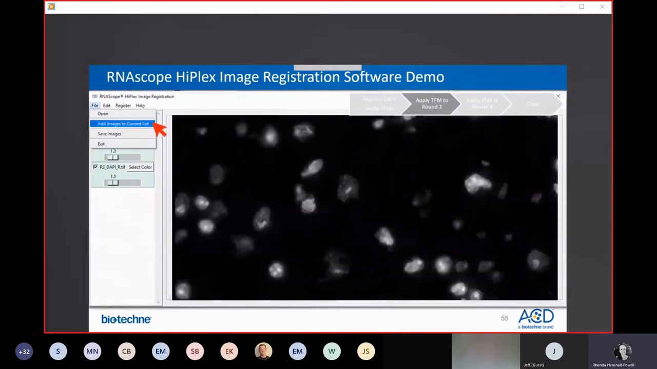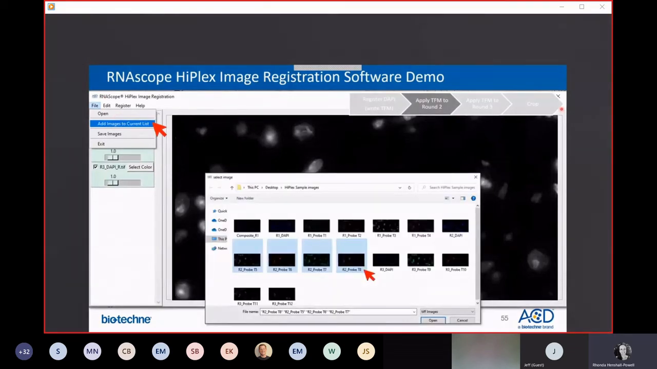But now it's time to align the other channels from round 2 and round 3. So if you go up to the File menu again, select Add Images to Current List. Selecting Open here will clear the files from the dashboard. You want to add more images, not start a new one. And you'll find and select just the probe channels from round 2. At this point, you can surely appreciate why it's really helpful to name your files such that you know from which round of staining each image came from.